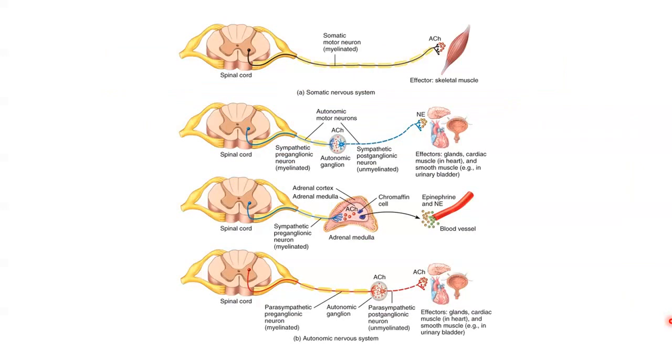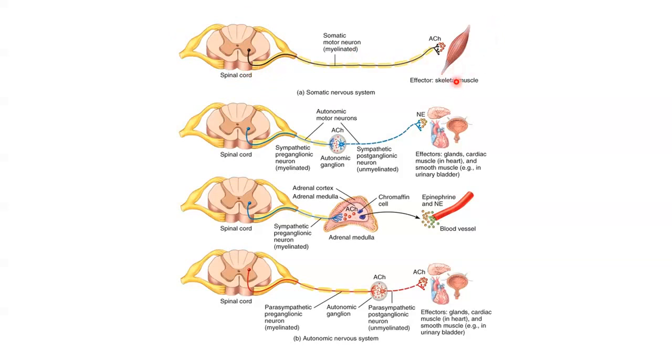Now, if we compare the somatic and the autonomic nervous systems structurally, or compare their anatomy, there are a few differences. So this first neuron that we have up here is a somatic motor neuron. The three below are our autonomic motor neurons. If we take a look first at our somatic motor neuron, the axon of a myelinated somatic motor neuron extends all the way from the spinal cord to the effector, so to our skeletal muscle.